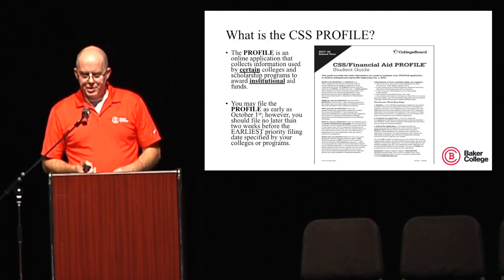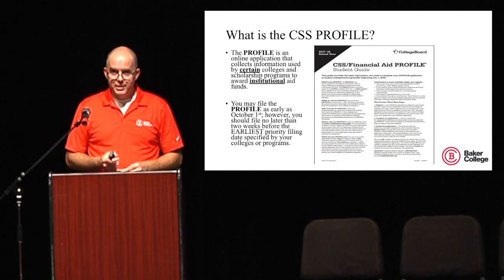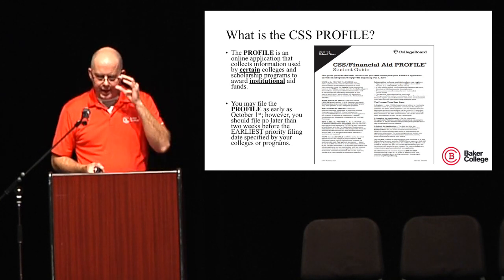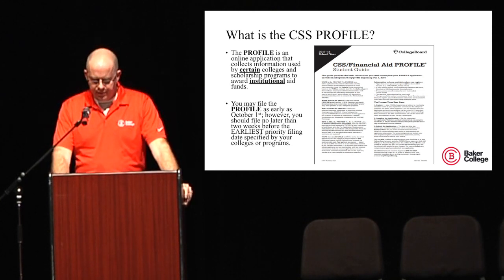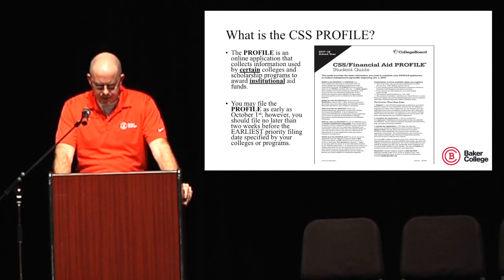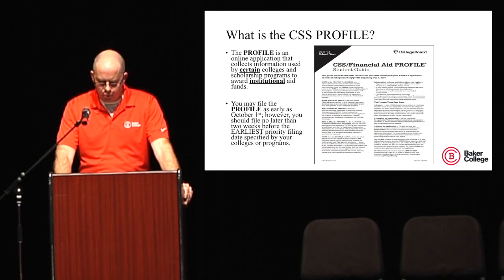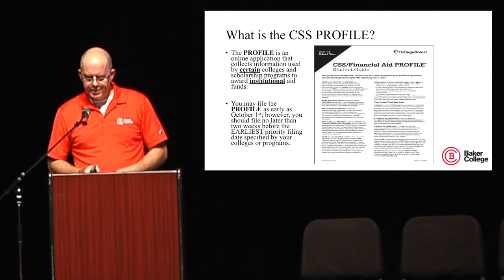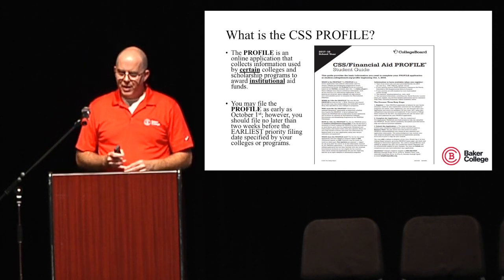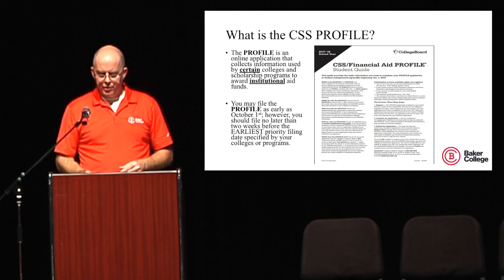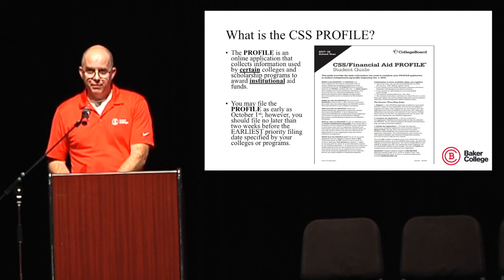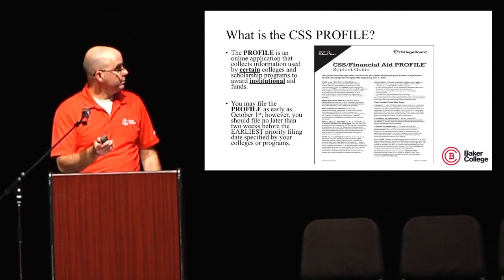There are also some institutions that require families to complete what's called the CSS PROFILE form. This form is an online application that collects information used by certain colleges and scholarship programs to award institutional funds. There are approximately 400 institutions nationwide that require this form. You may file the profile as early as October 1st. However, you should file no later than 2 weeks before the earliest priority filing date specified by your college.